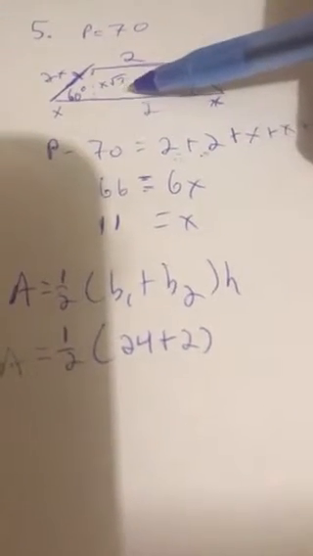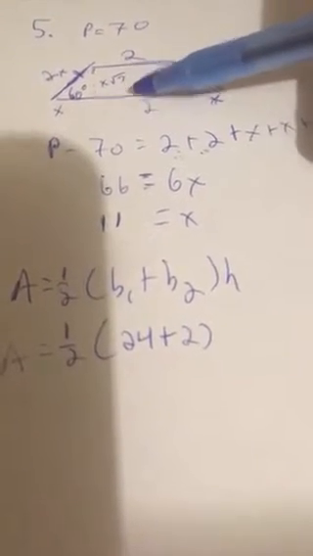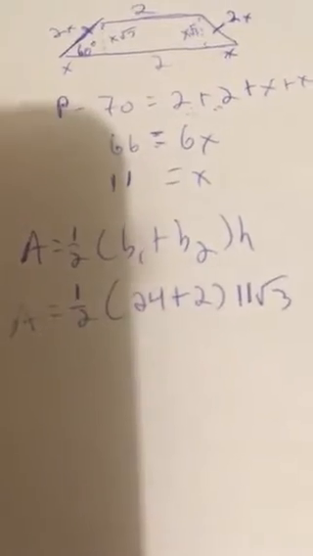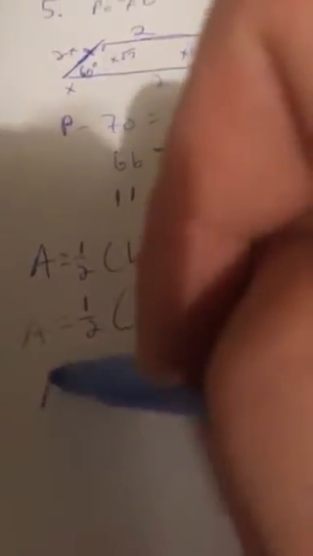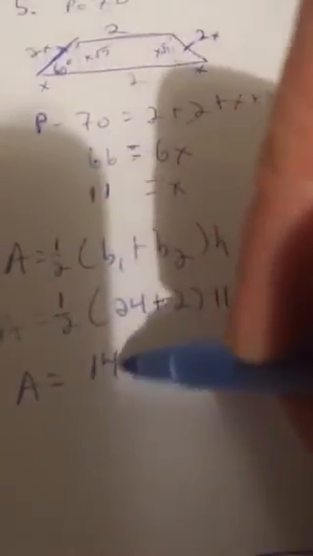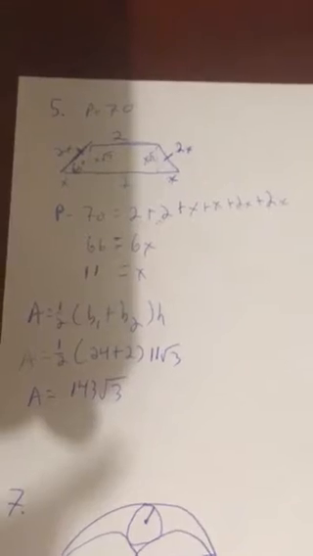times the height. Well, I need to find the height. The height was x root 3. So because the height's x root 3, and x is 11, it's 11 root 3. Go ahead and multiply that all out. And what do you come out with? You get an answer of 143 root 3. Take a look at that one, and we'll move on.